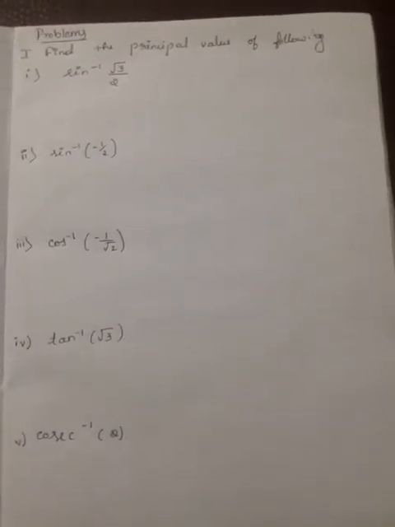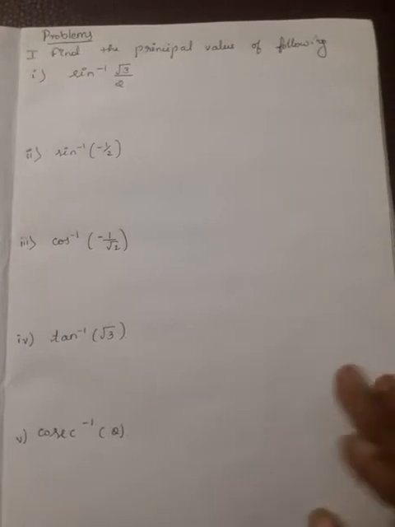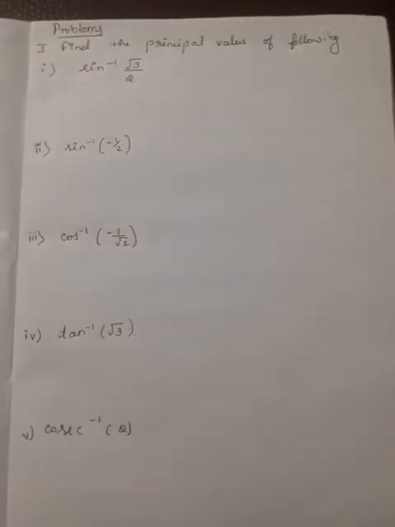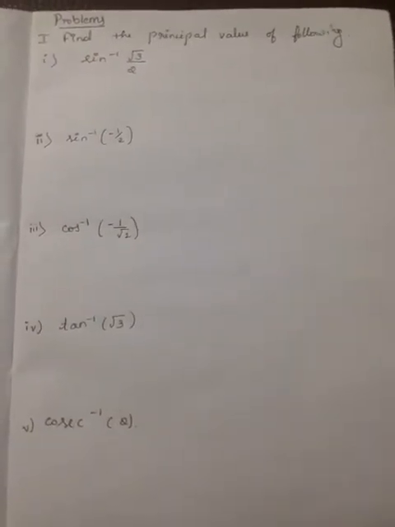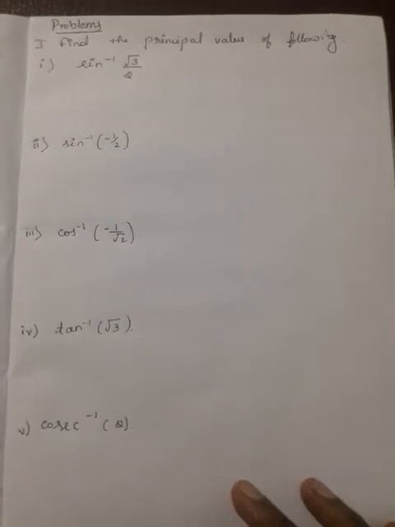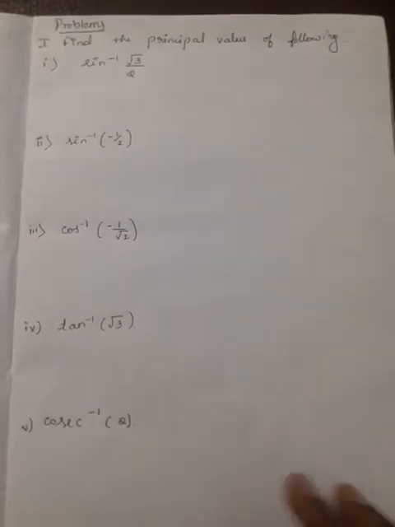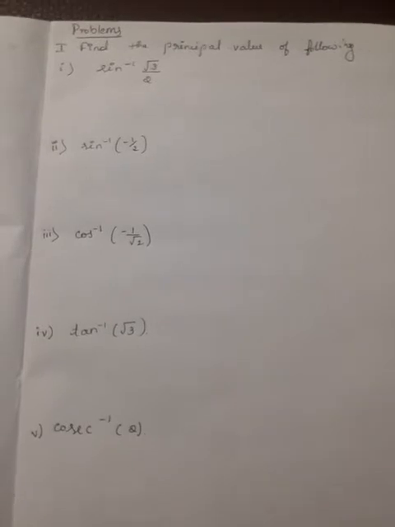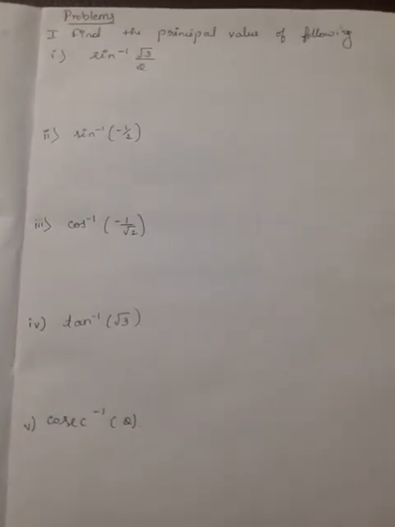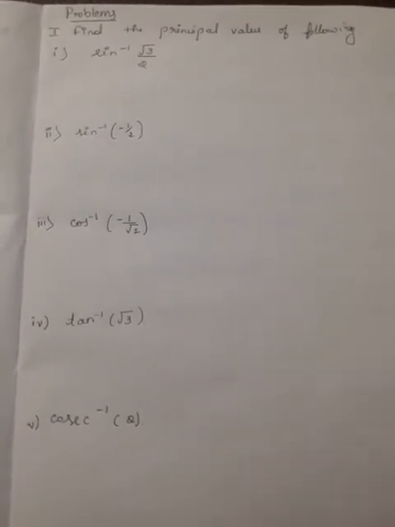In the last class, we discussed some properties of inverse trigonometric functions. Based on those properties, let us discuss some problems. In the first one, find the principal value of the following. Principal value means the range of the inverse function, that is the theta that you have to find.